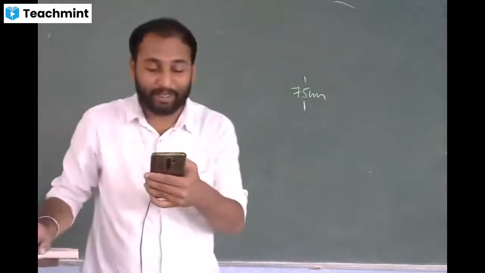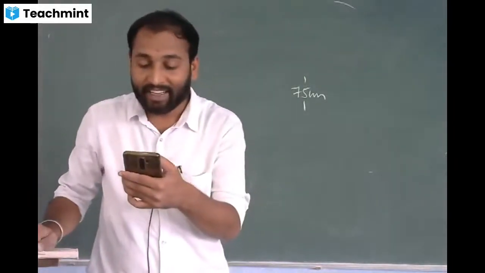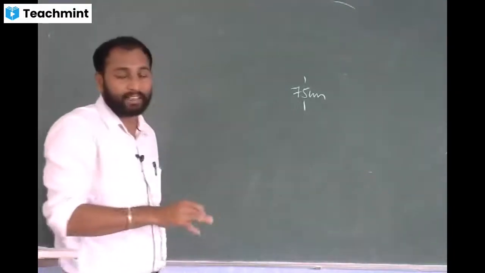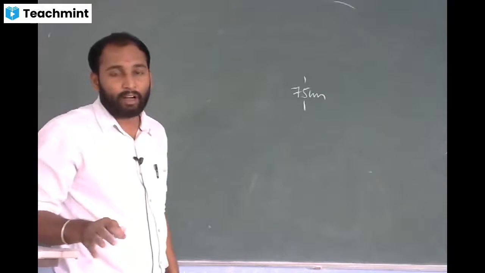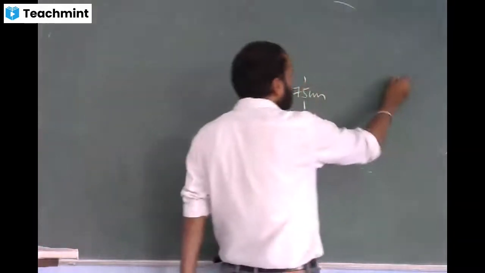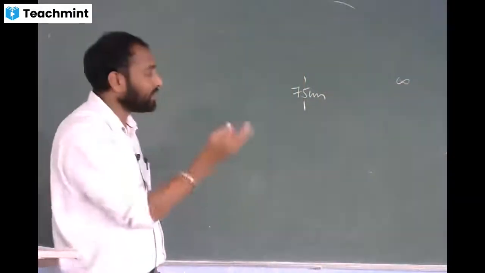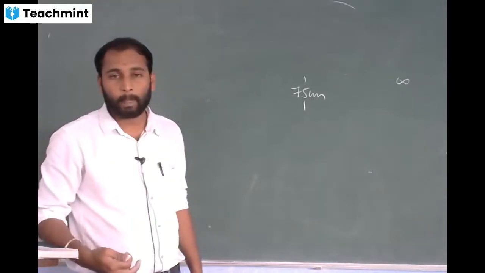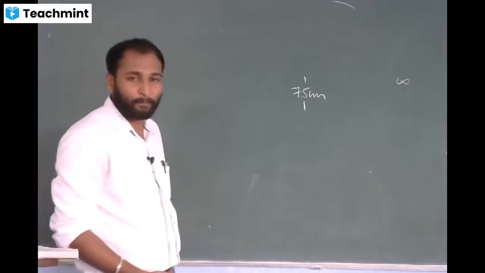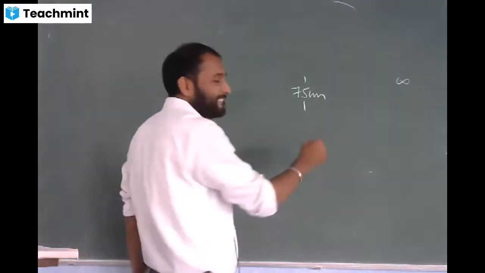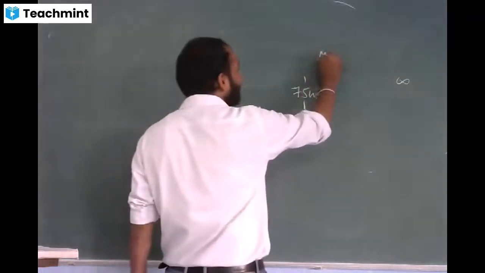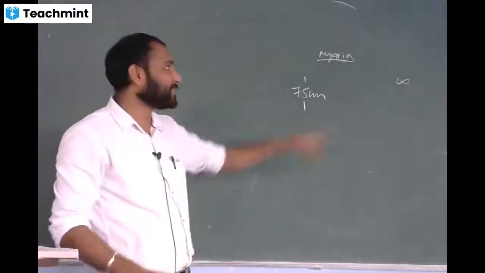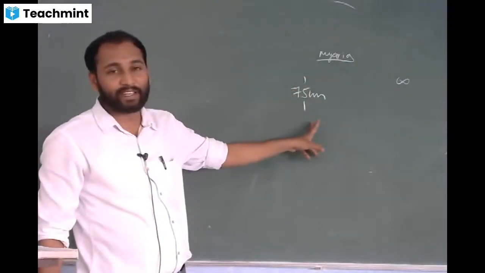Let me read the question. A person cannot see objects nearer than 75 centimeter. That means up to 75 centimeter he is not able to see objects. From 75 centimeter to infinity he is able to see. That means what defect is he suffering from? Hypermetropia or myopia? What is myopia? Nearsightedness. He can see near objects clearly. He cannot see far objects clearly.